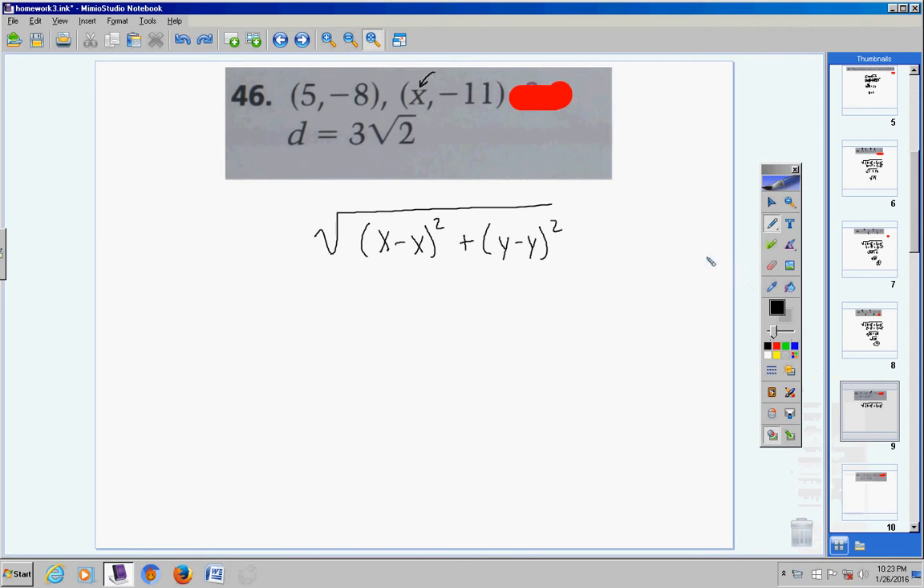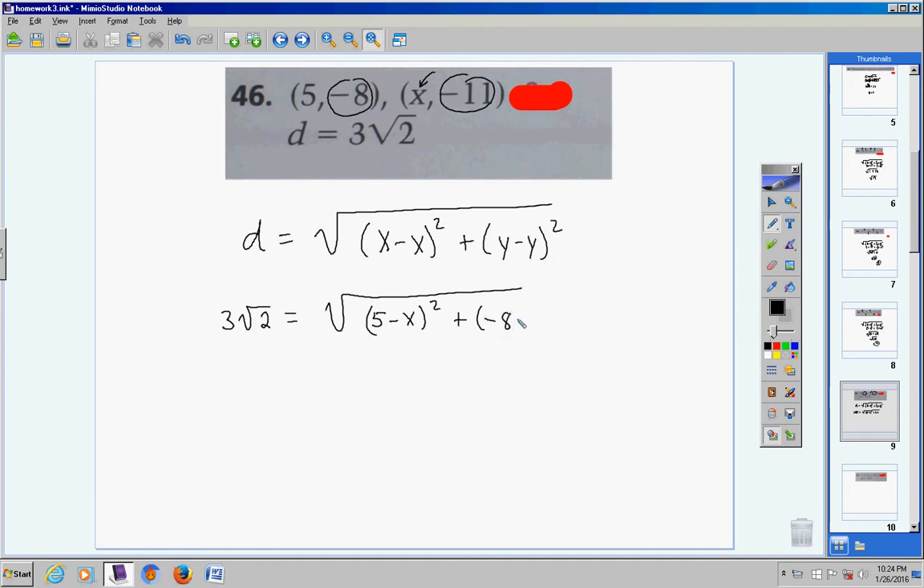And so students, here we go. Now let's make some substitutions. Remember, distance equals this. So for my distance, I'm going to put 3 square root of 2, okay? Over here, I'm going to put x minus x. That's 5 minus x. So 5 minus x quantity squared plus y minus y. Well, here's my y and my y. So negative 8 minus negative 11 squared.